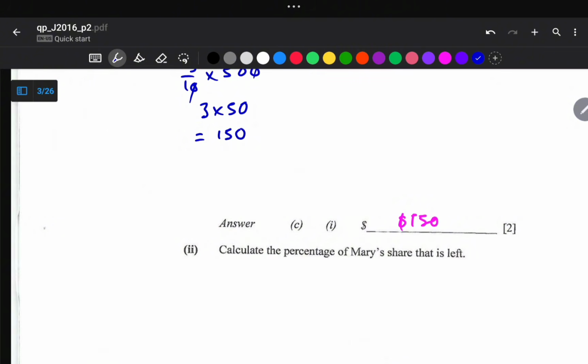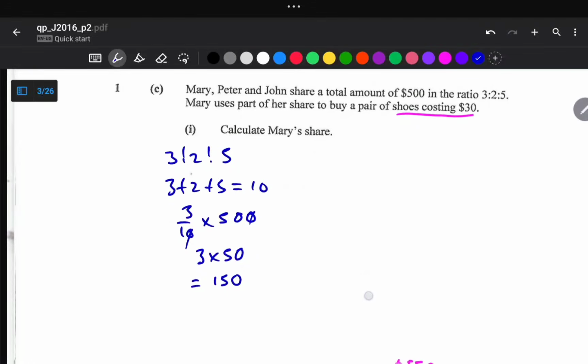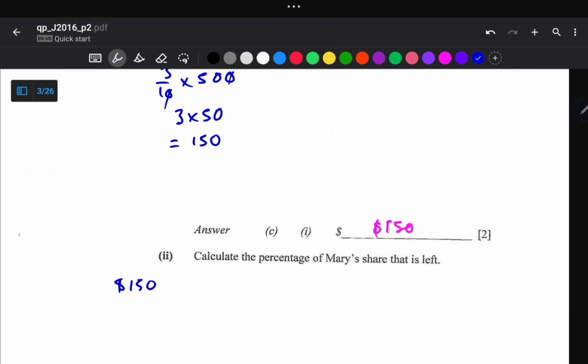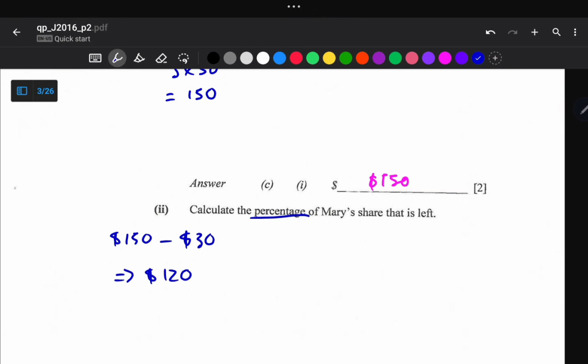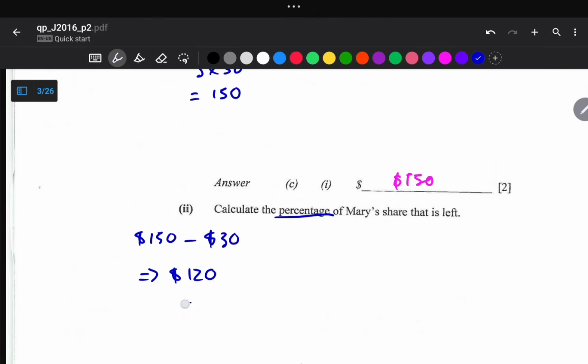So the total money that Mary receives was $150, and she uses $30 to buy shoes. So the money that is left is equal to $150 minus $30, which is equal to $120. So this gives us $120, and we are required to calculate the percentage of Mary's share that is left. So the percentage of Mary's share that is left is equal to 120 over 150 multiplied by 100.